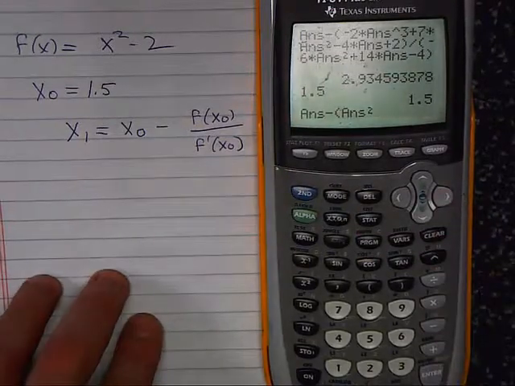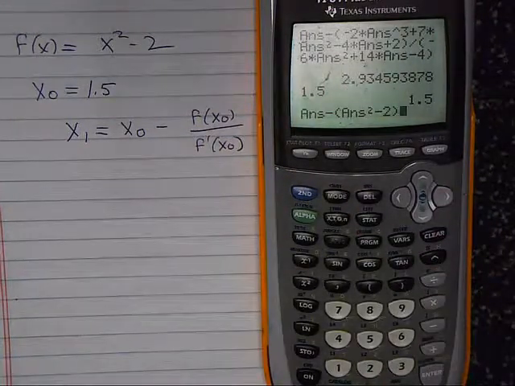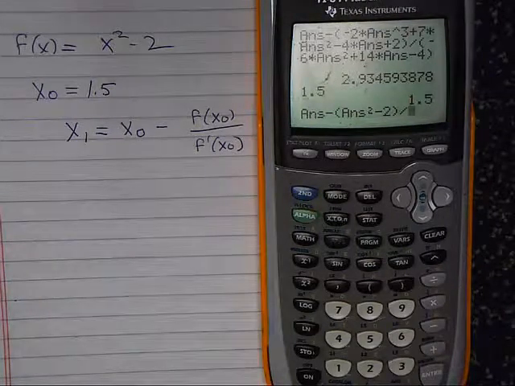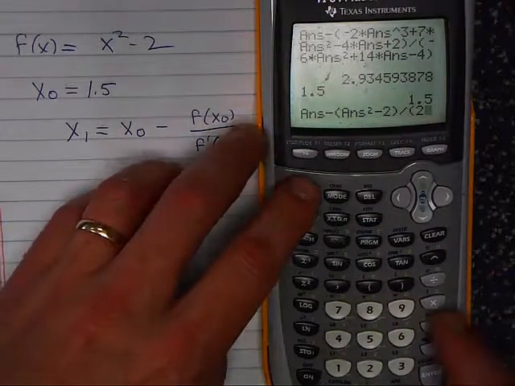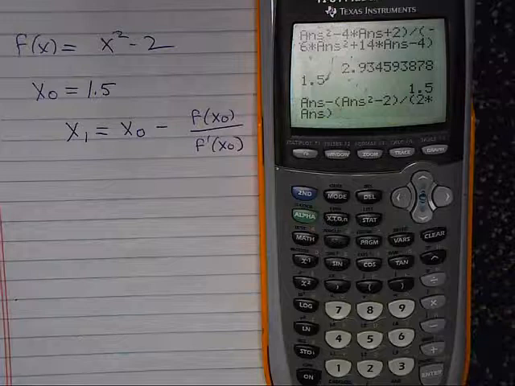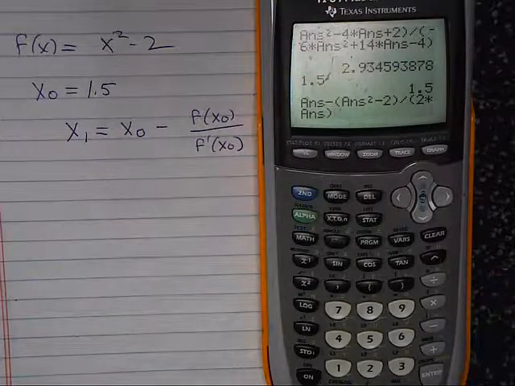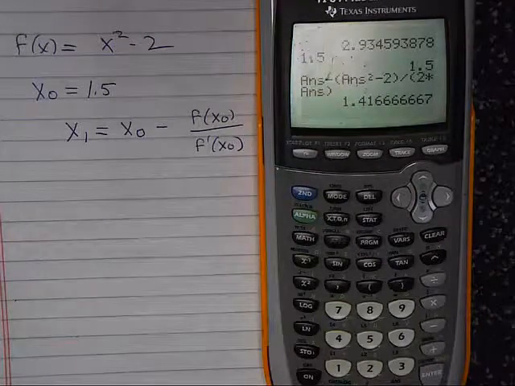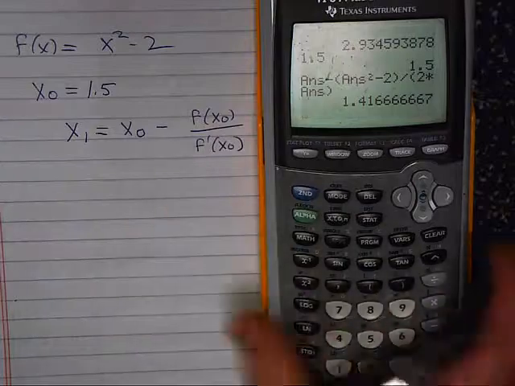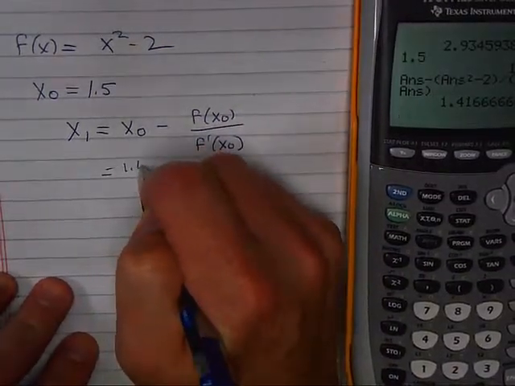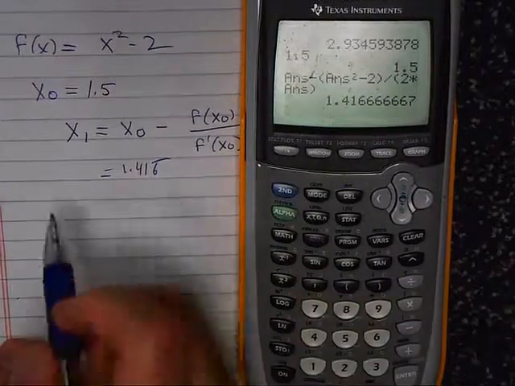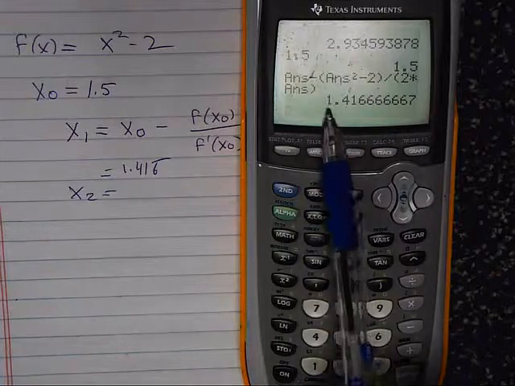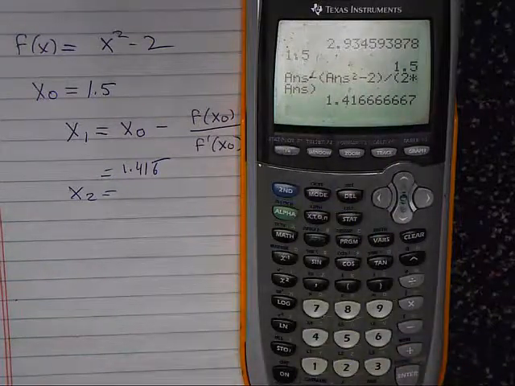Answer squared minus 2. So I plugged 1.5 into my original function. Then I divide by, I plug 1.5 into the derivative. So that's 2 times answer. And I hit enter. And it gives me 1.41666667. So x1 is 1.416, repeating. How do I find x2? If I just hit enter again, the calculator is going to take that answer and plug it into that formula for me.